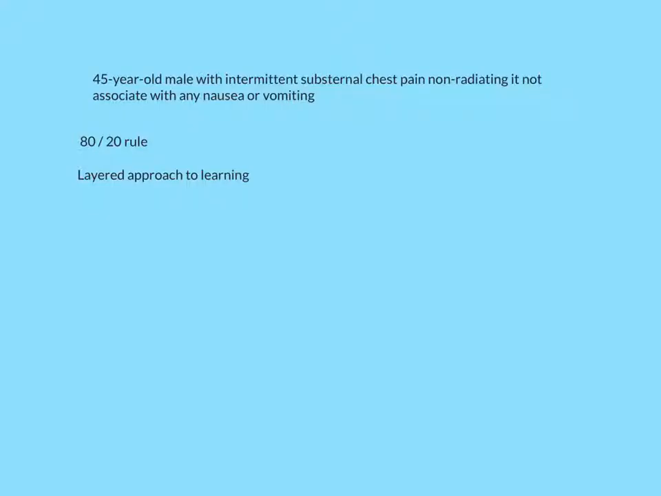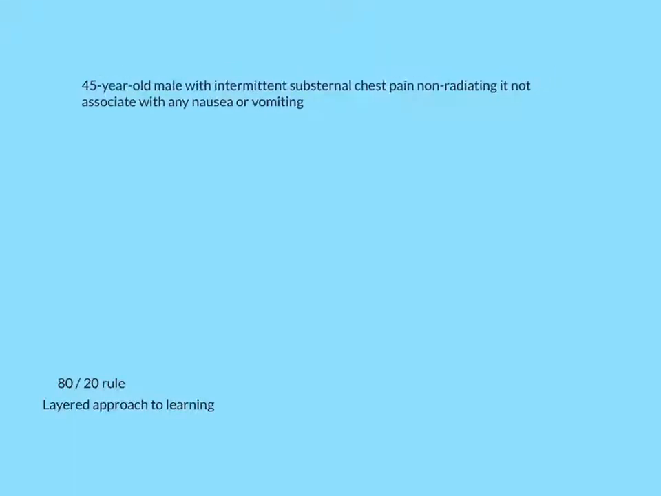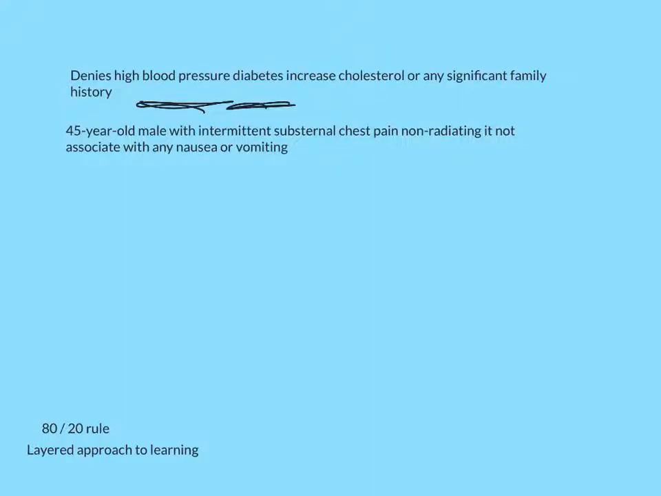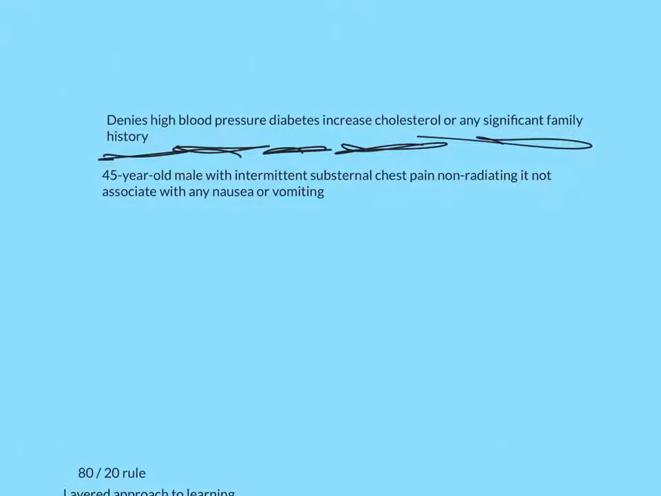So again, briefly start off with a clinical case. A 45-year-old male with intermittent substernal chest pain, non-radiating, not associated with any nausea or vomiting. The patient specifically denies high blood pressure, diabetes, increased cholesterol, or any significant family history. So you ask him, any history of high blood pressure? No. Any history of diabetes? No. Any history of cholesterolemia? No. Any significant family history? No. So we'll come back to this at the end of this video.